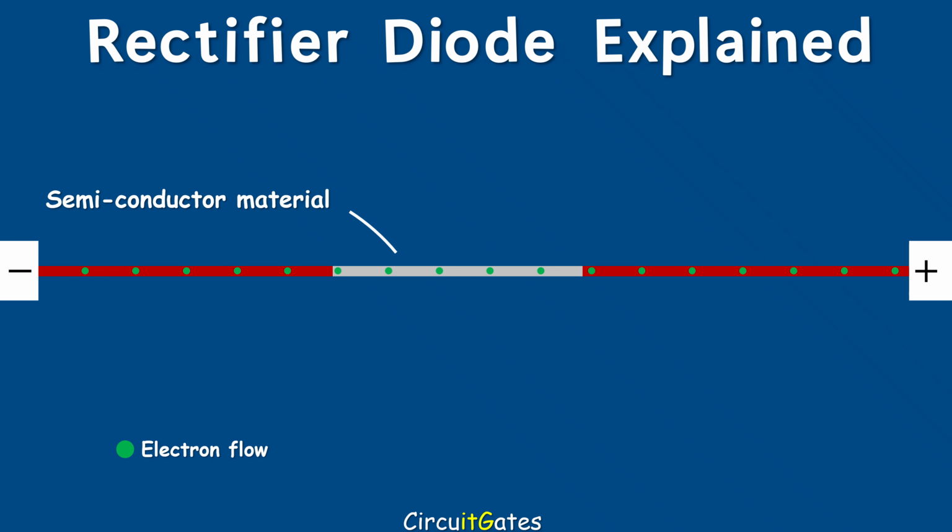Semiconductor materials are the most used materials in electronic engineering. At room temperature, semiconductors are poor conductors of electricity. However, if the temperature of a semiconductor is increased, they conduct.